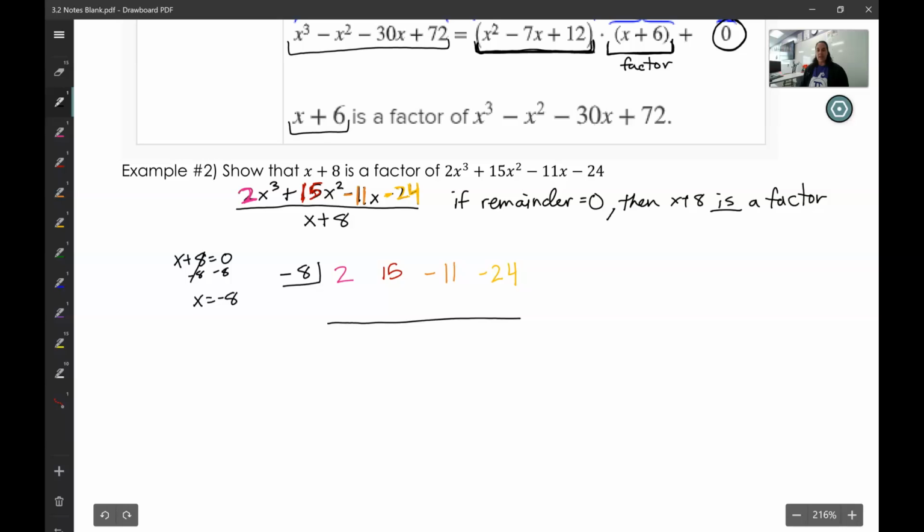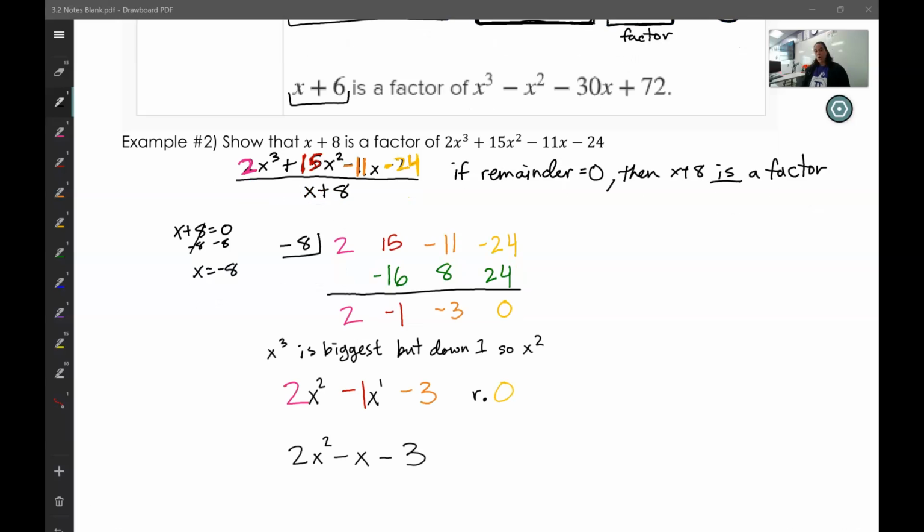Now that I have the synthetic division set up for you, I want you to pause the video, try to do this synthetic division by yourself, and see what the remainder is in your answer. Welcome back. You should have gotten 2, -1, -3, 0. Now right away, because we have a 0 at the end, we know that this is a factor.